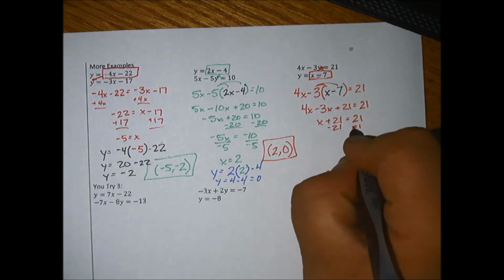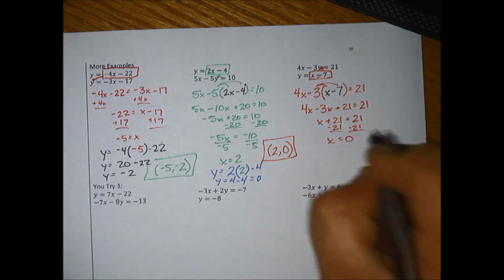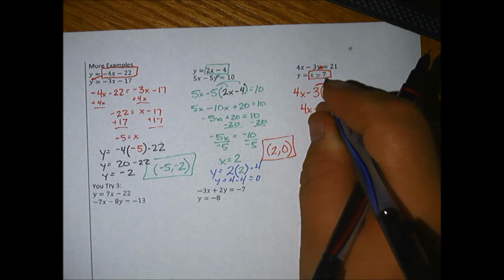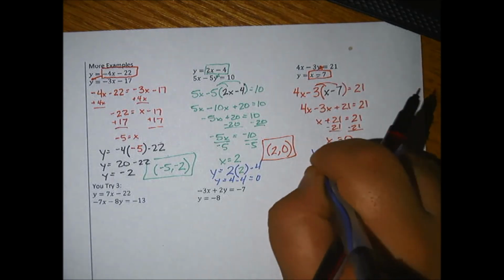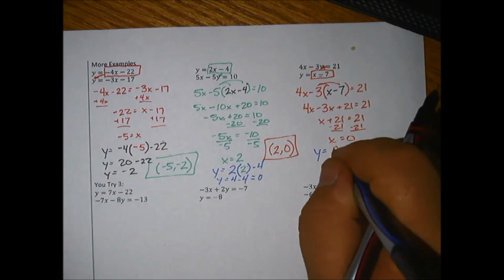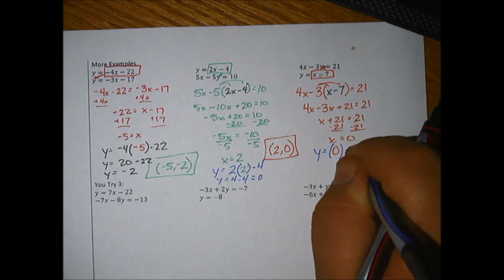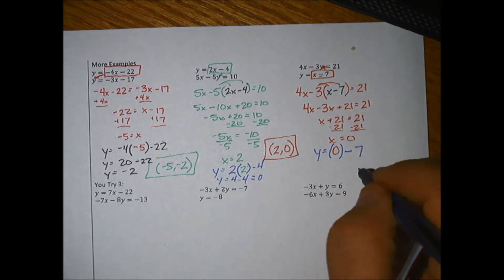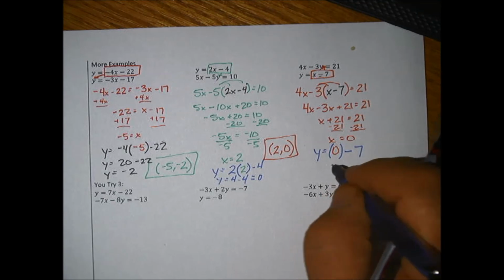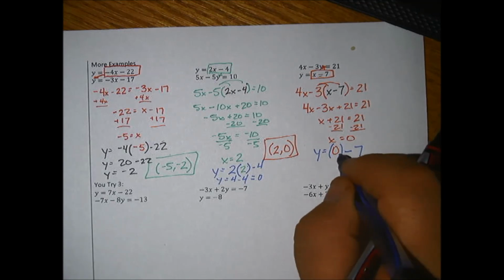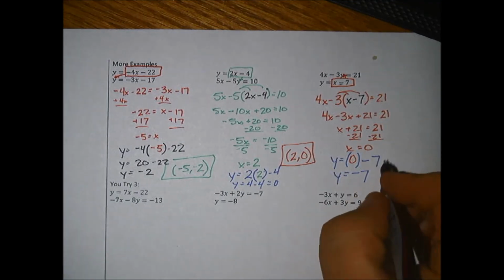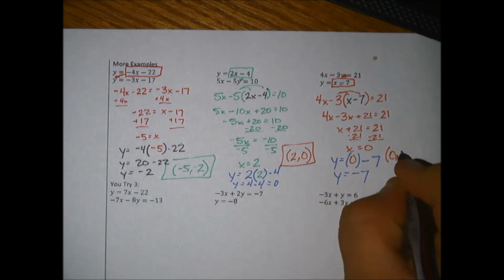And subtract 21 from both sides. X is going to be equal to 0. So now I'm going to use that x equals 0 in the bottom equation here. So y equals, use that 0. And again, I like to put it in parentheses. Just one of those things I always do, because if I have a negative, I want to make sure I know that negative is from the earlier equation. But here I really just have 0 minus 7, which is negative 7. Okay, so my answer, 0, negative 7.